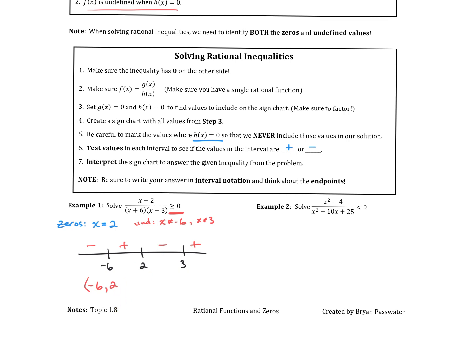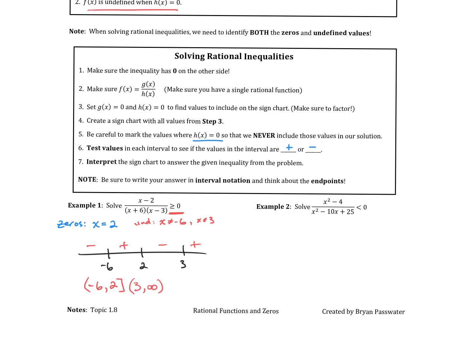So how do I show that I include 2? With a bracket. And then my next interval is going to go from 3 to infinity. Now, we can never contain infinity, so that always gets a parenthesis. Can we contain 3? Do I get to include 3? No. Why not? Because it's undefined. I'd be dividing by 0 again, and we can't do that.